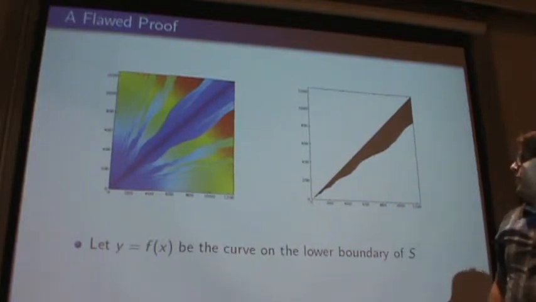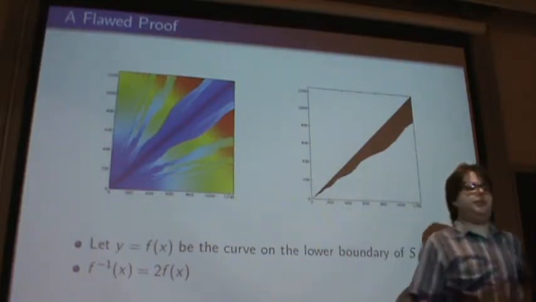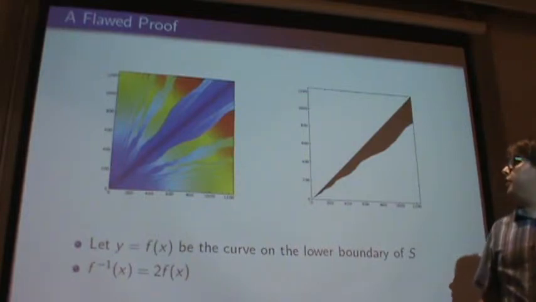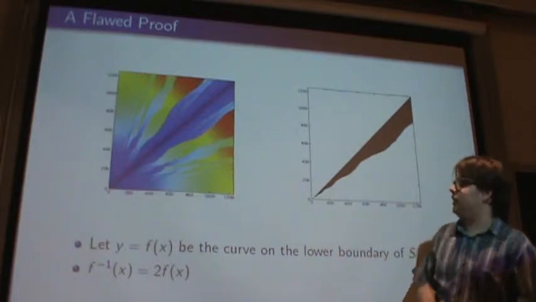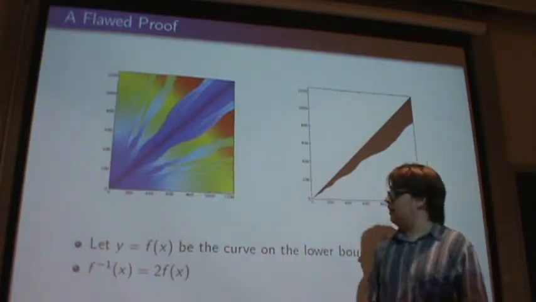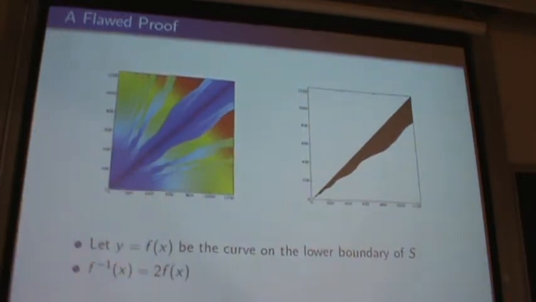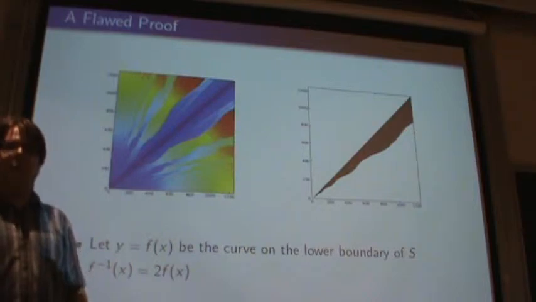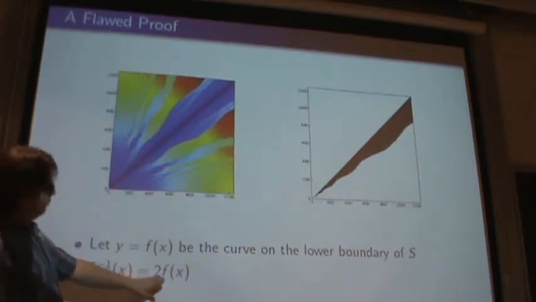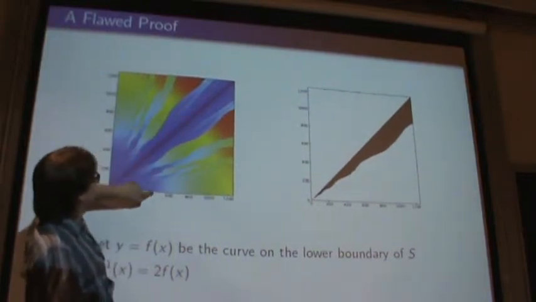So here's a property of y equals f of x. f inverse of x equals 2 times f of x. So here's why that's true. If we take a look at this graph, what is f inverse of x? Well, f inverse corresponds to reflecting over the main diagonal. So f inverse of x is this top boundary of the big central beam. All right? So if we want to show that f inverse of x equals 2f of x, what we have to show is that this height is twice this height.